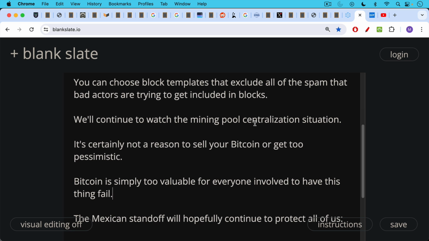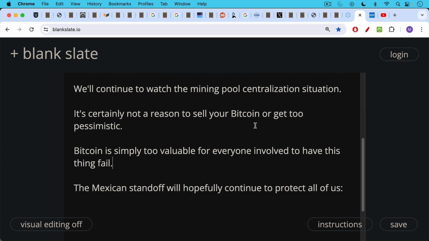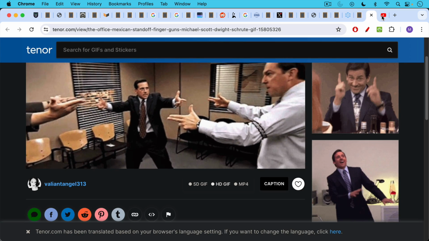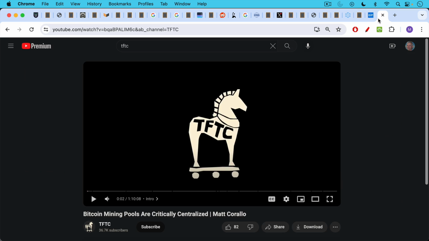So at some point, it remains, I guess, Jihan Wu's next move, but he's been defeated before. He was defeated when he was part of the New York Agreement. He was defeated by plebs and node operators and small blockers. But again, Bitcoin is simply too valuable for everyone involved to have this thing fail, and so there will be a way out. Hopefully the Mexican standoff will continue to protect all of us, as we can see here with the office.